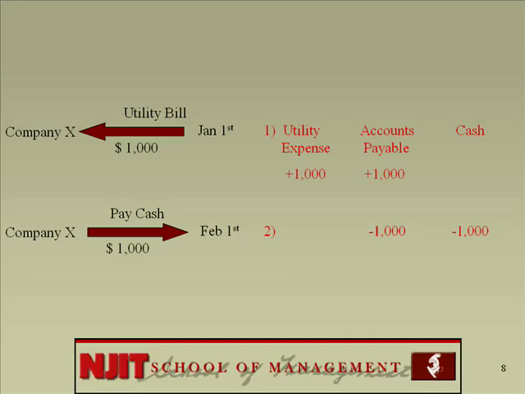What happens when you pay cash? Cash goes down, minus 1,000, but your accounts payable will also be minus 1,000 because since you paid, you don't owe any money to your supplier. Believe it or not, this is the easy part. Let's make it a little more complicated.